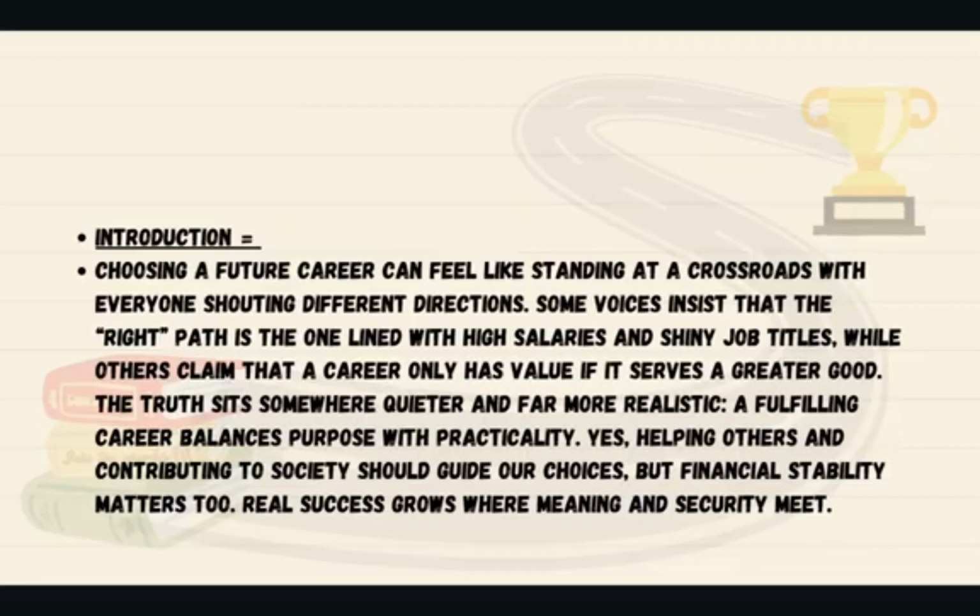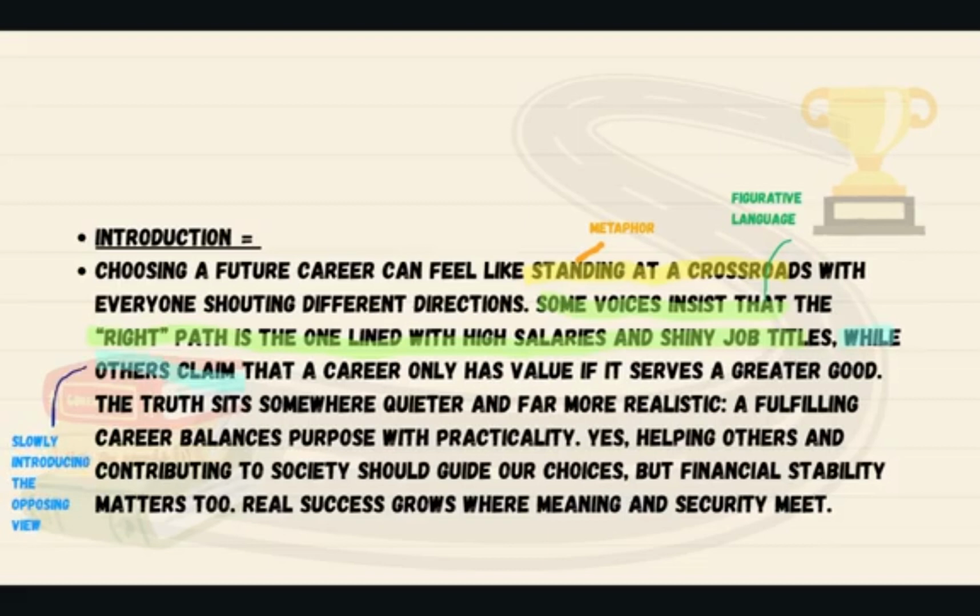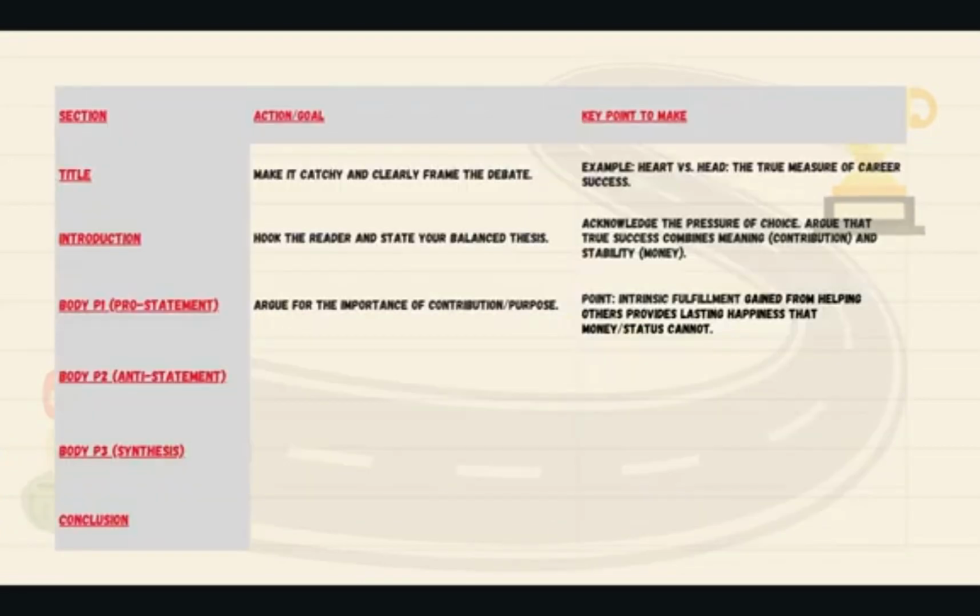If we have a go at analysing this paragraph, we can see standing at a crossroads is an example of a metaphor. Some voices insist that the right path is the one lined with high salaries and shiny job titles is an example of figurative language. Others claim shows that we're slowly introducing the opposing view. And the next paragraph will look at arguing for the importance of contribution or purpose.